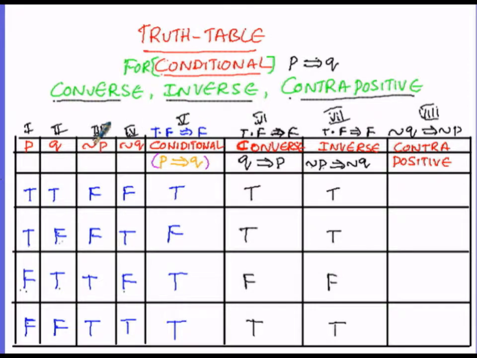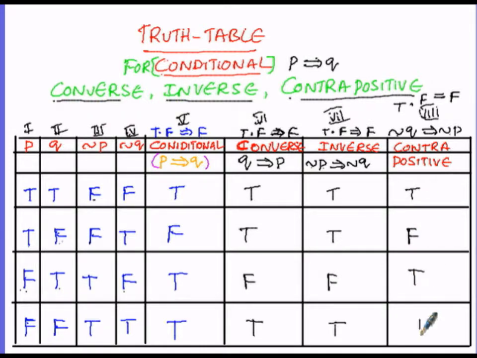Since we are finding negation Q implies negation P, first negation Q must be T and negation P must be false, then TF will be F. So here in the reverse manner, TF is there, T and F is F and the remaining all will be true.